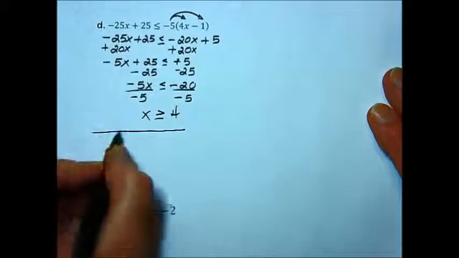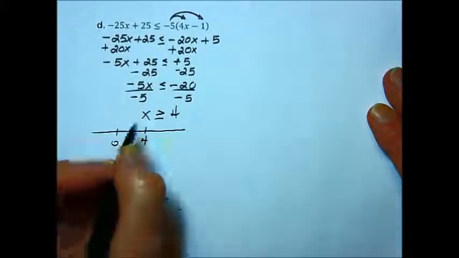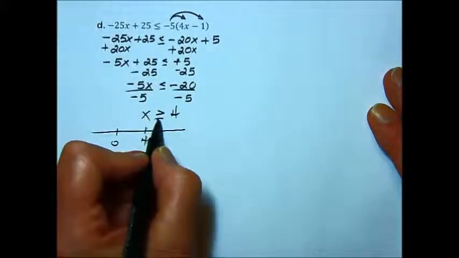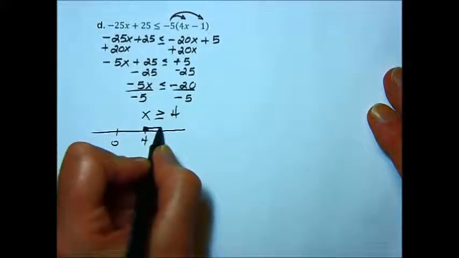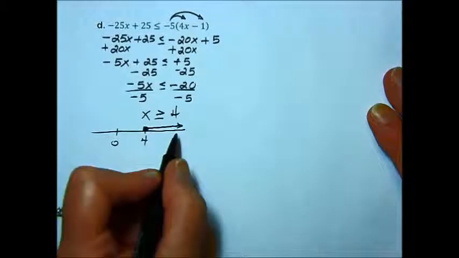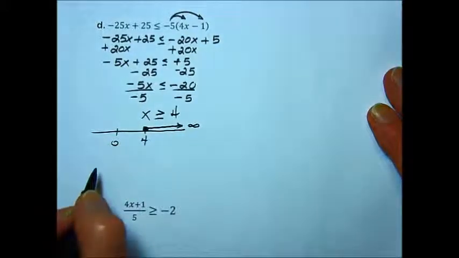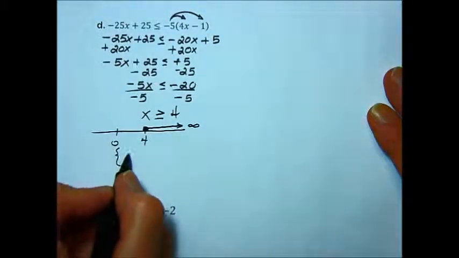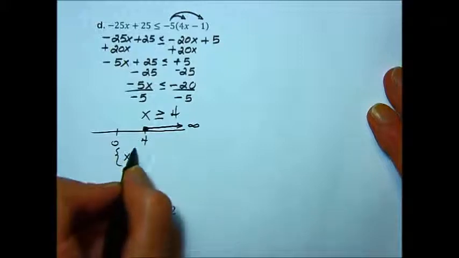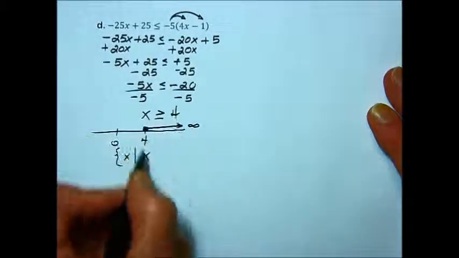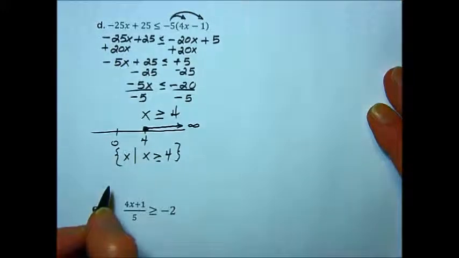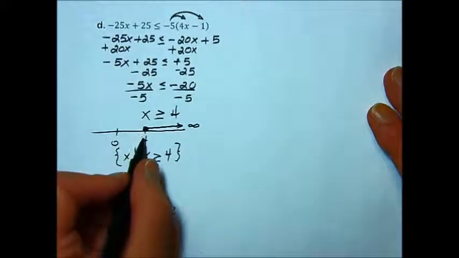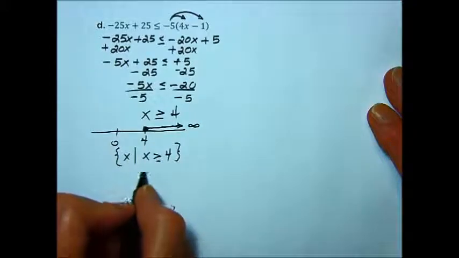Graphically, what does that look like? Here's our number line. We want all of the x's greater than or equal to 4, so we'll use a solid point and greater. There's our graph. It is headed to positive infinity. Set builder notation, we want the set of all x's such that x is, there's our rule, greater than or equal to 4. And last, interval notation, the smallest value is 4.